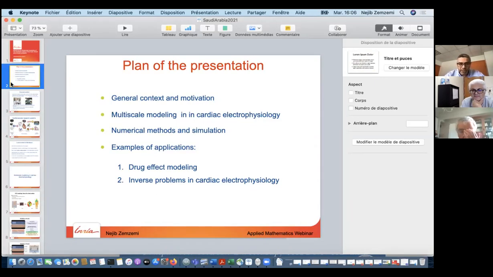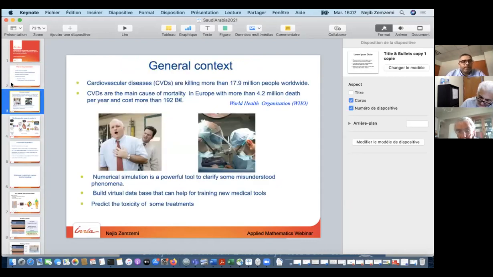First, I will give a general context and motivation. Why are we modeling the electrical activity of the heart? I will present the multi-scale modeling in cardiac electrophysiology. I will give some numerical methods to simulate electrocardiograms. And then, as I said, we'll give two examples of application. One is the drug effect modeling, and the second one is the ECGI, electrocardiography imaging inverse problem.